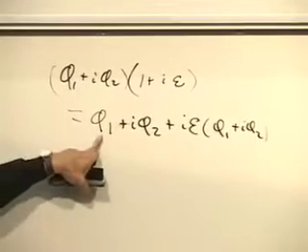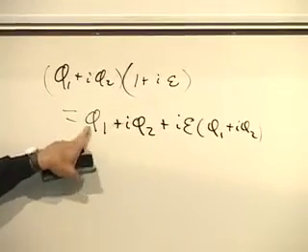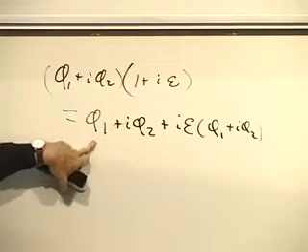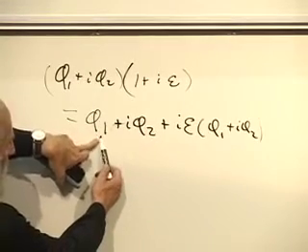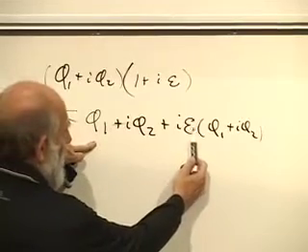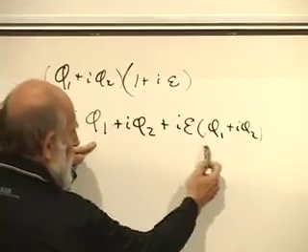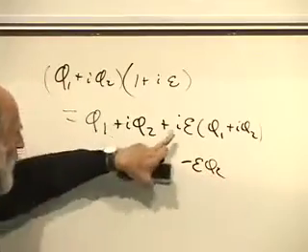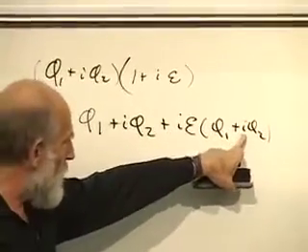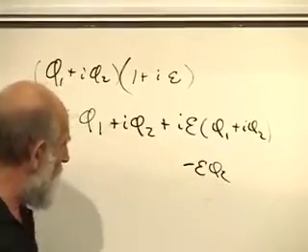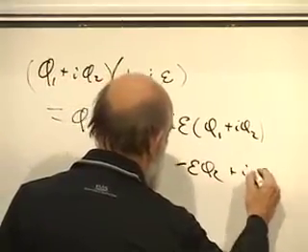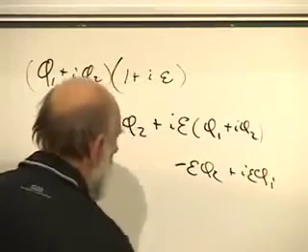What's the change in phi 1? Well, phi 1 is by definition the real part of this expression. The change in the real part, let's look at it. There's a real part from here. The real part of i epsilon times this thing here is minus epsilon times phi 2. i times i is minus 1, epsilon times phi 2, and then there is plus i epsilon phi 1.